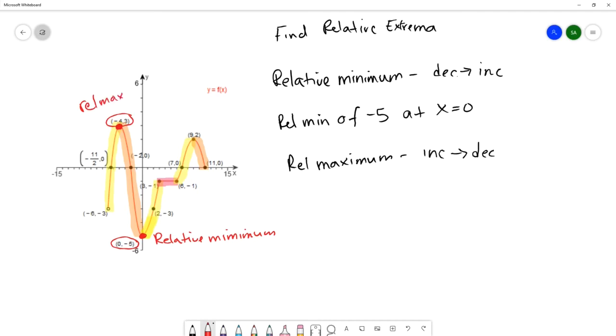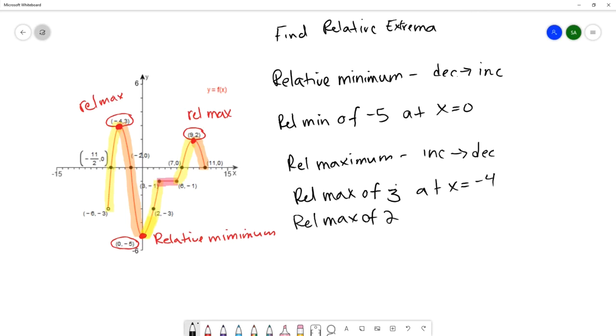And it also happens right here. To the left of that point, the graph is increasing, and to the right, it is decreasing. So at that point 9, 2, we have a relative max. So this function has two relative maximums. So we have a relative max of positive 3 at x equals -4. And we also have a relative max of 2 at x equals 9.